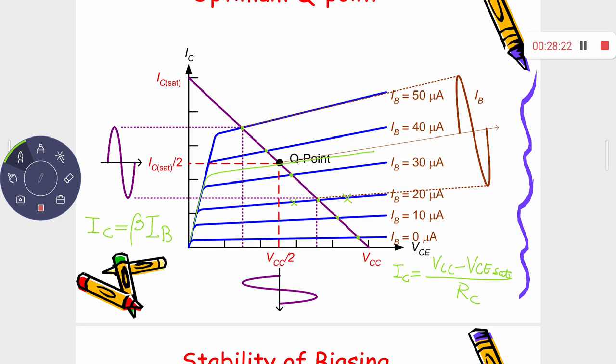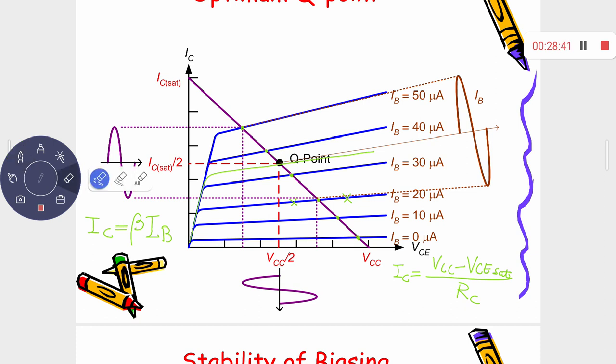While designing, or finding out, the DC operating point, it should be placed in the middle so that you can exploit the entire fluctuation. Suppose the fluctuation is from 0 to 50 and you place it at 25, then you have the maximum fluctuation.